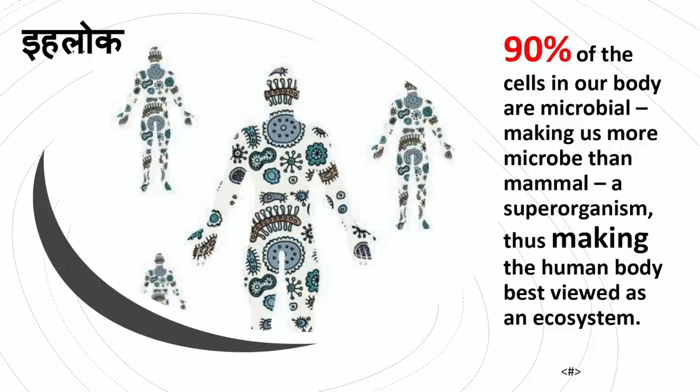Ihlok. There are modern researches which say that 90% of the cells in our body are microbial, making us more microbes than mammal. A super organism, thus making the human body best viewed as an ecosystem, an ecology. That's where the parlok and ihlok concept and mindset helps us. Current estimates suggest that there are more than 10,000 different species of microbes in and on our body, approximately the same number as the species of birds that exist on the planet. Not all of these microbes are detrimental to our health. That's the point I want to bring to this table.